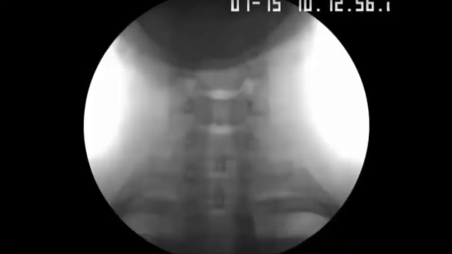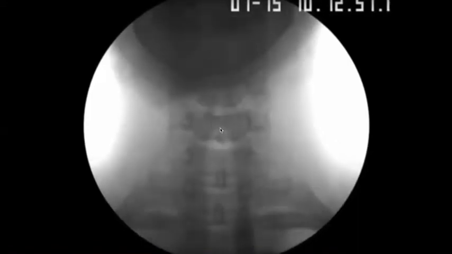Okay, thanks. You can also see the vocal folds approximate during the modified barium swallow study. So we're looking at the approximation of the vocal folds here and here. E. So true vocal fold, false vocal fold, false vocal fold.